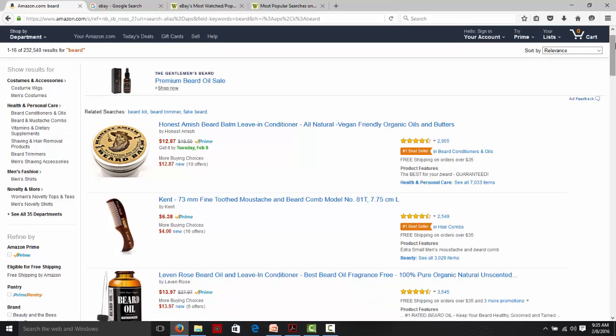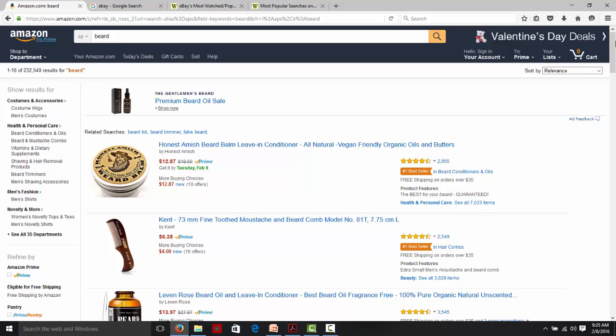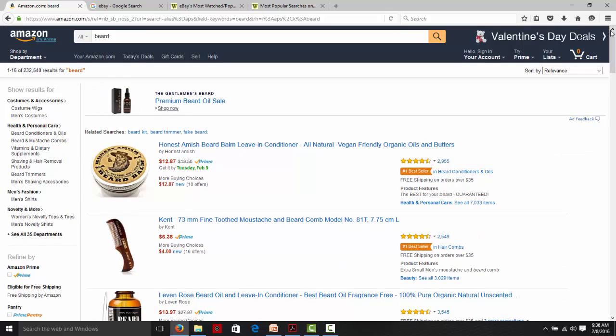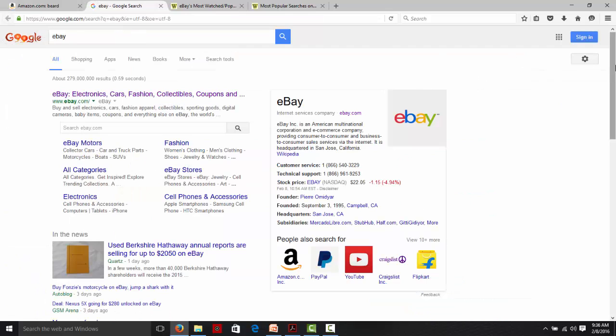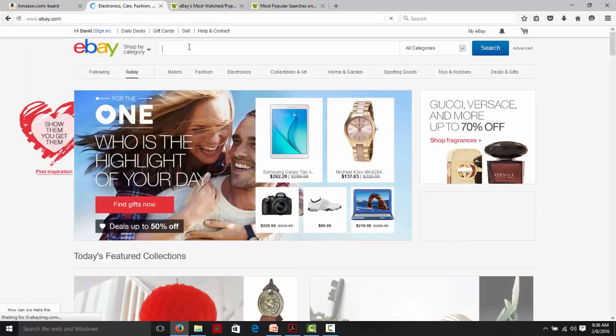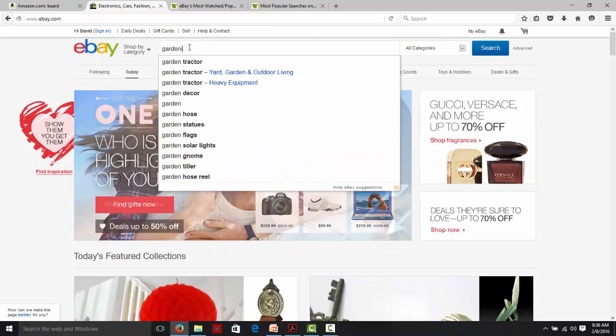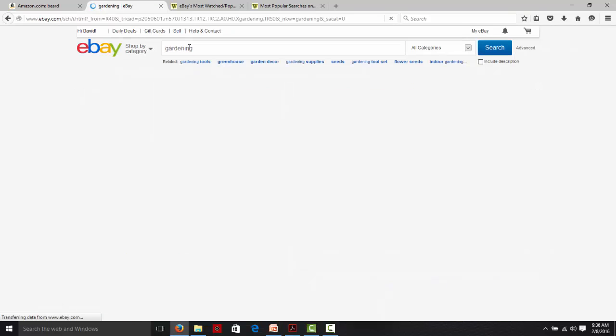Another marketplace, like Amazon, it's really incredible for finding products. Another market research tool that I use often is eBay. eBay is another marketplace that sells a lot of products. So once again, you can get a ton of ideas here. Let's stay, for example, with the same keyword, gardening. So I'm going to type gardening right here in the search bar.